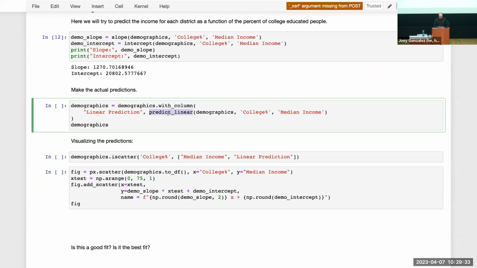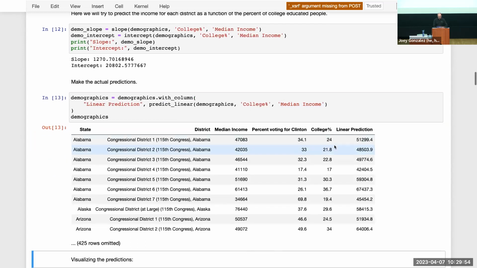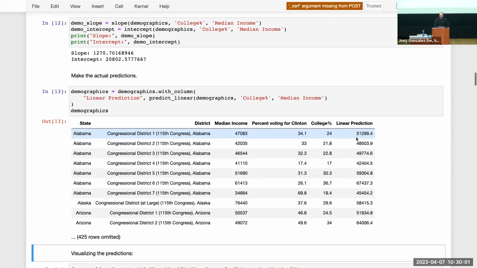All right. Predict linear, my function I wrote earlier, is going to make a linear prediction. It needs both the X and the Y columns in my data because inside this function, it's going to recompute the slope and the intercept. And then for each of the X values for which I already have the Y value, it's going to go ahead and make a prediction anyways. Okay. It's a little weird. So I'm making predictions for the things I already have. So I have the actual median income, and then I predict the median income. Why might I do that? Why would I make predictions for things I already have?